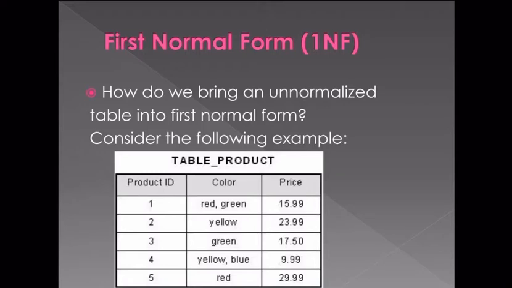And this table is not in the first normal form because the color column can contain multiple values. You can see it in the first row in the color column: red and green. And another example, the fourth row: yellow and blue.